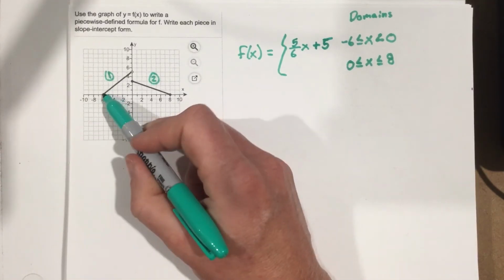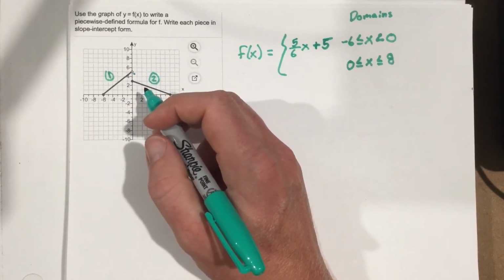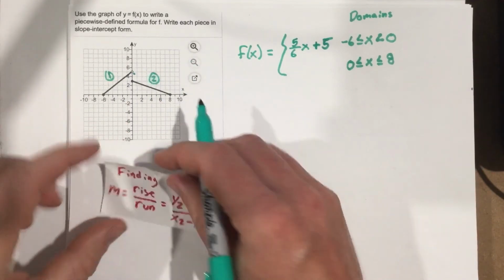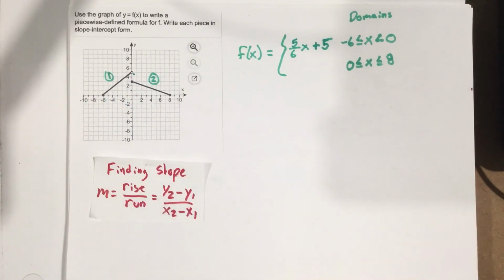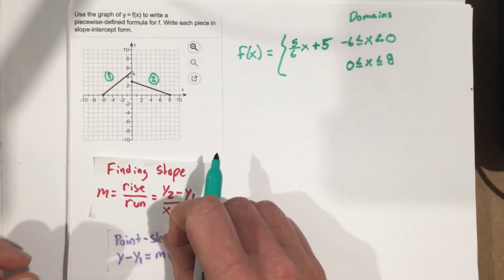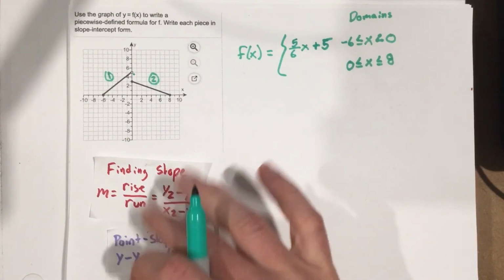Now I could go through and write down those two coordinates, and if I did that, I'd use our finding slope formula. If I write down this coordinate and this coordinate, I can find the slope that way. And then I could use point slope form to then find the equation that way. I'll end up with the same thing. So you can either use the graph or you can use these two things here.